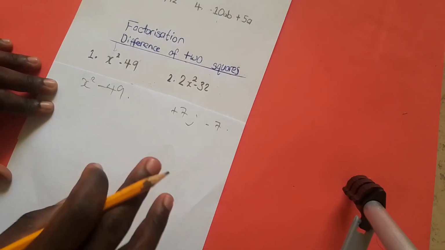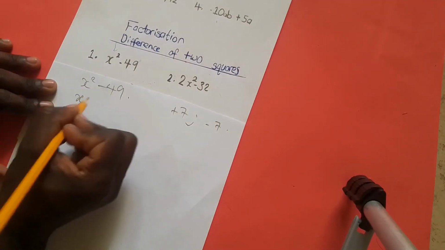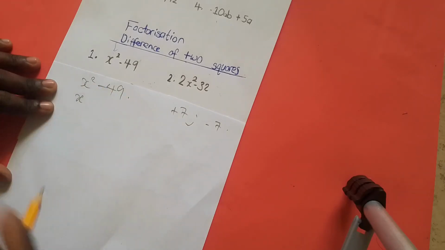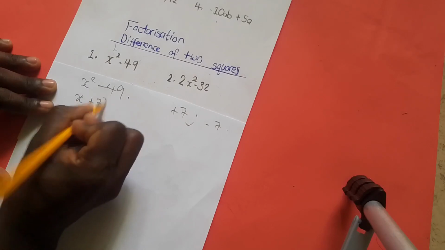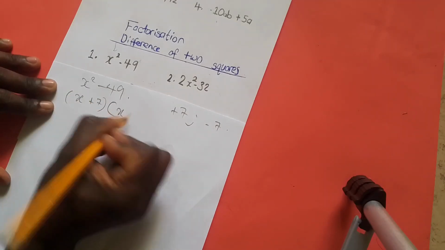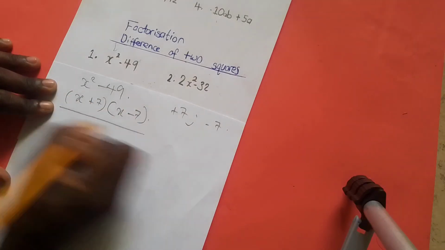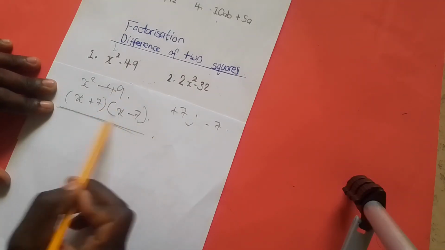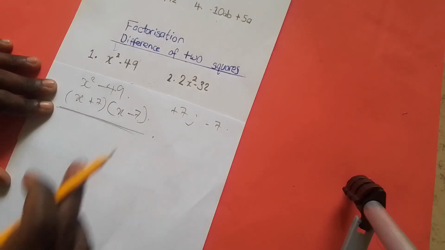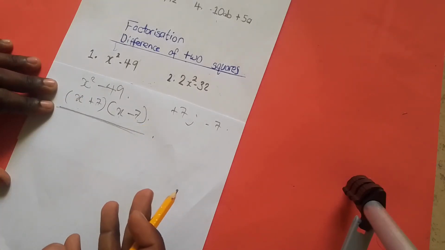Then you're done. So your solution will be x, since we have x squared, which means we have an x and an x. So the first bracket is x plus 7, the second bracket is x minus 7. If you multiply 7 and 7, you get 49, and if you multiply x and x, you get x squared. You've already factorized. Then you're done, like this, right?